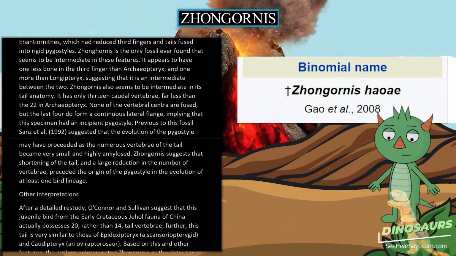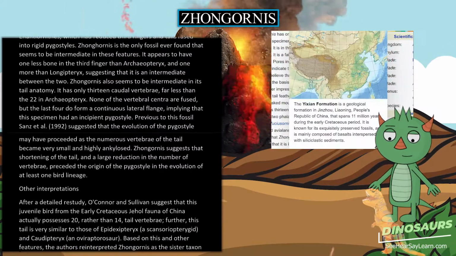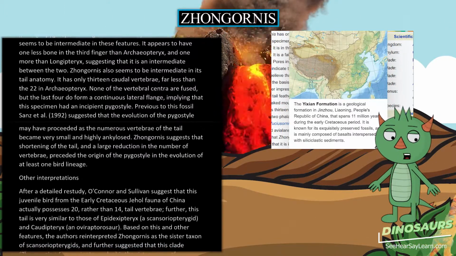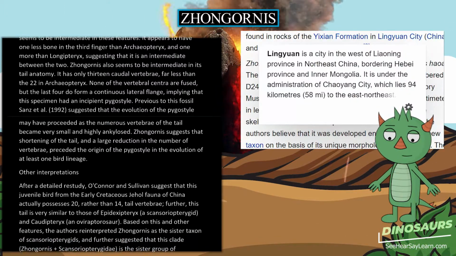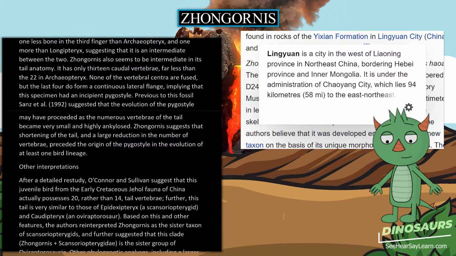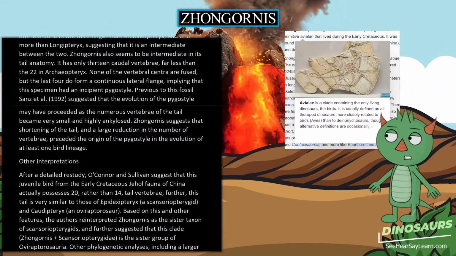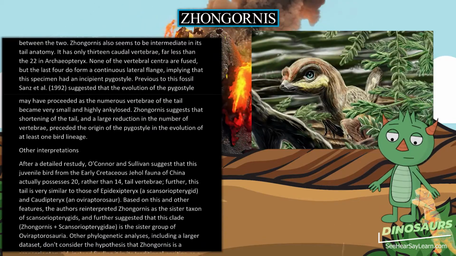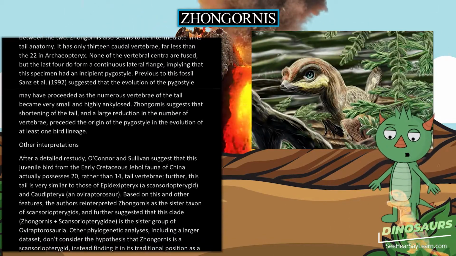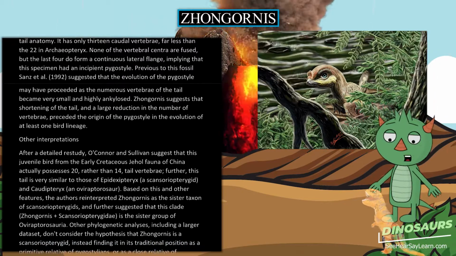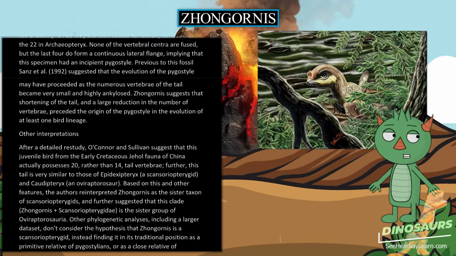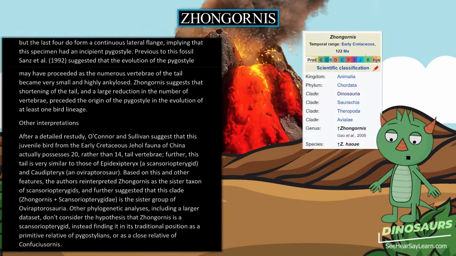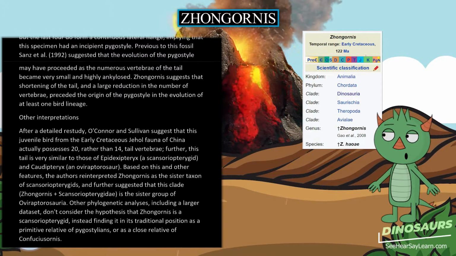Other interpretations. After a detailed restudy, O'Connor and Sullivan suggest that this juvenile bird from the early Cretaceous Jehol fauna of China actually possesses 20, rather than 14, tail vertebrae. Further, this tail is very similar to those of Epidexipteryx, a scansoriopterygid, and Caudipteryx, an oviraptorosaur. Based on this and other features, the authors reinterpreted Zhongornis as the sister taxon of scansoriopterygids, and further suggested that this clade, Zhongornis plus Scansoriopterygidae, is the sister group of Oviraptorosauria.